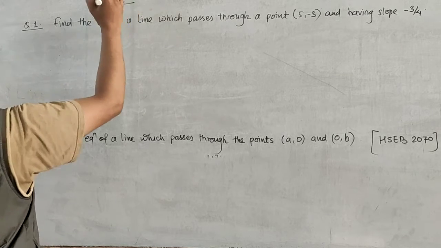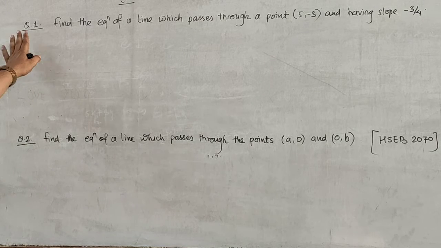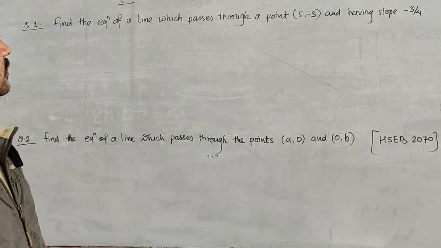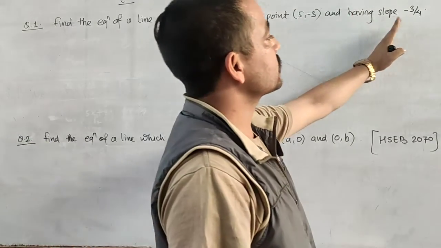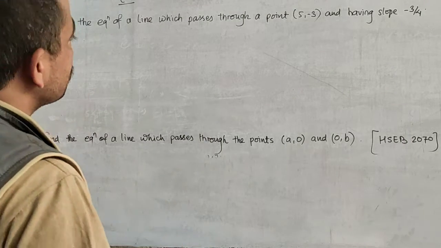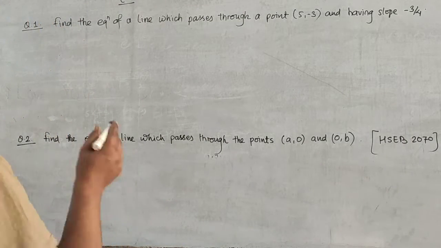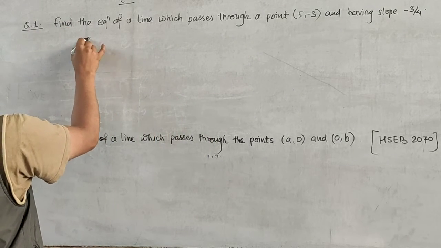We are moving to the exercise. Some questions we are going to do. The first question I have taken, question number 1: find the equation of a line which passes through the point (5, -3) and having slope -3/4. Very easy. This kind of question we have already done. Though I'm going to do the solution.